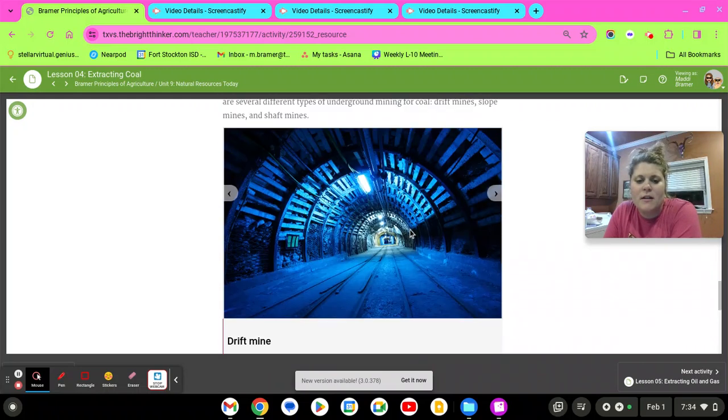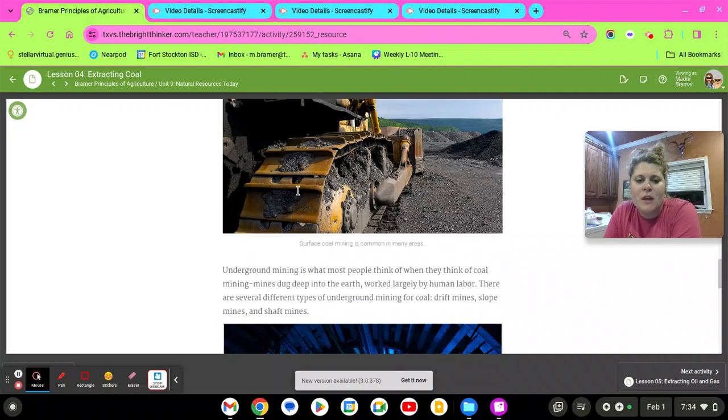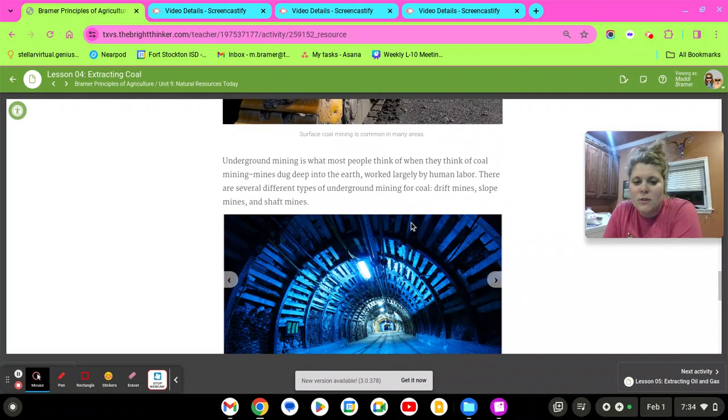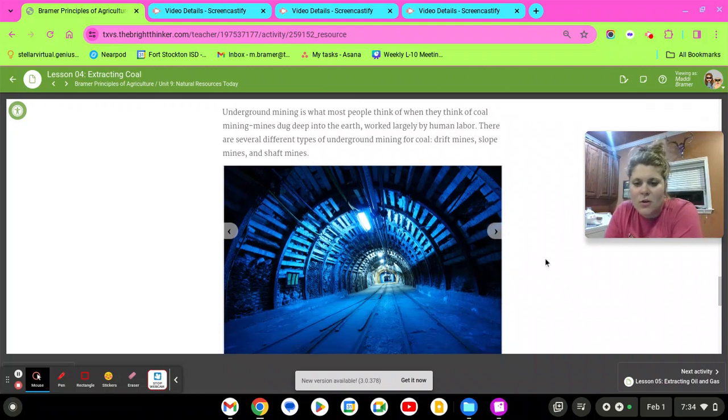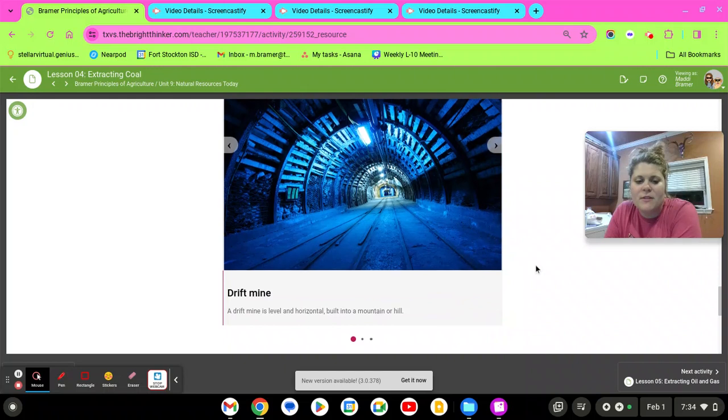And here's some examples of underground. So underground mining is mostly what people think of. They think of the people working hard, digging in the mines in the Northeast, and they're coming out and they've got black all on their face. There's several different types of underground mining for coal: drift, slope, and shaft. So here's a drift mine.